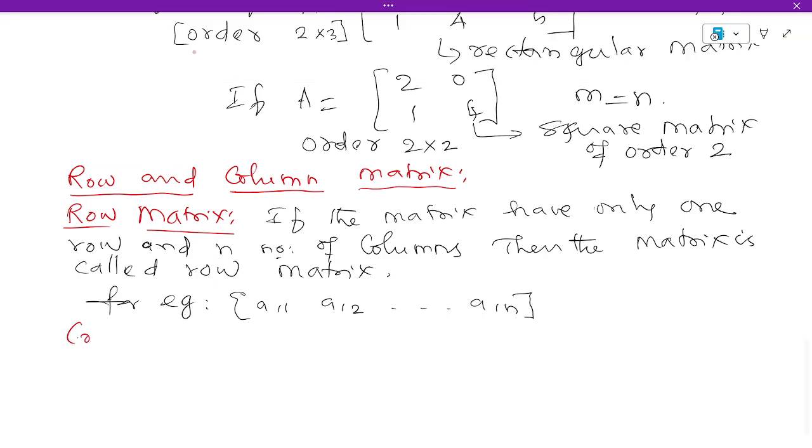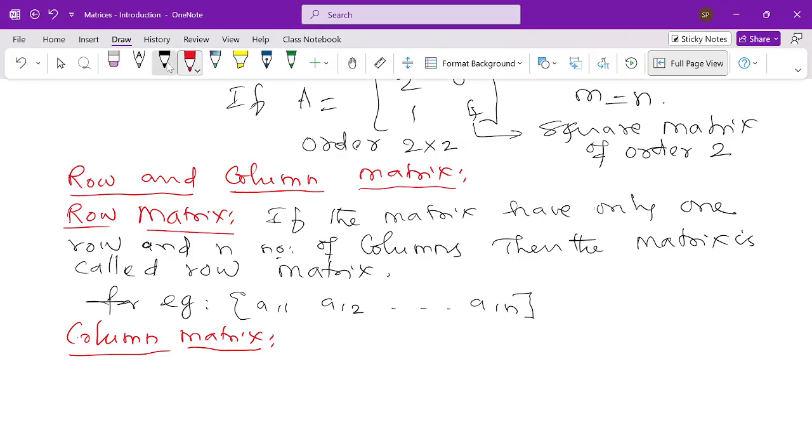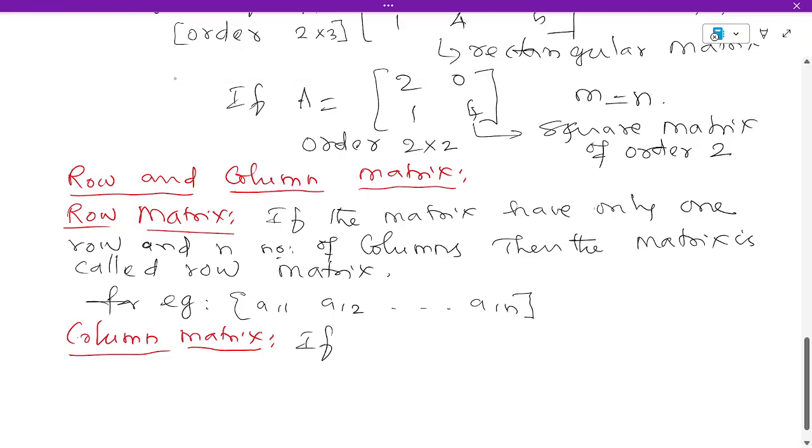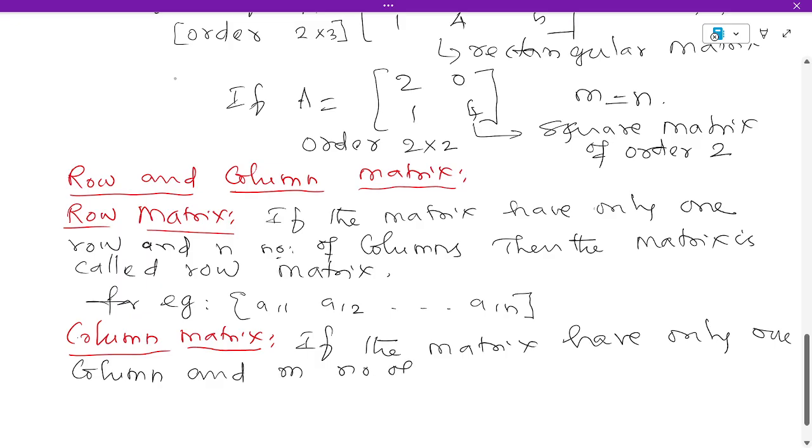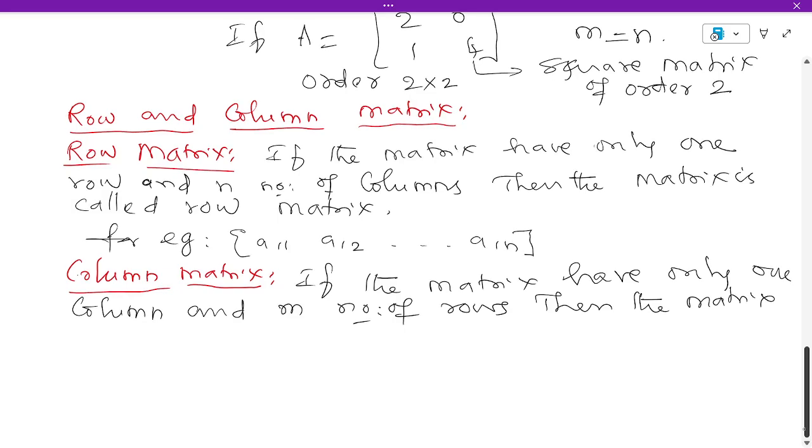Next one is the column matrix. If the matrix has only one column and m number of rows, then the matrix is called a column matrix.